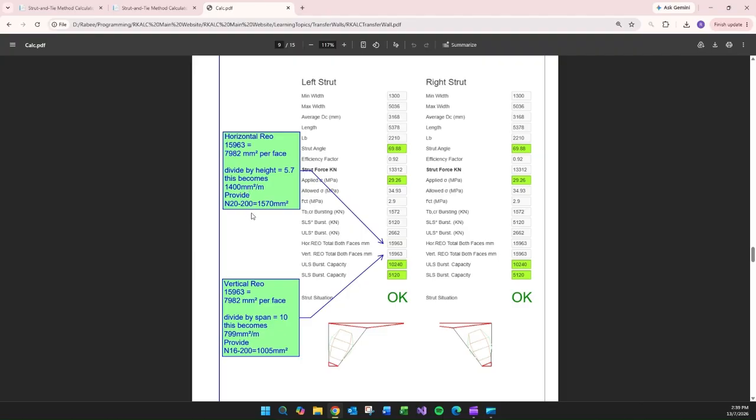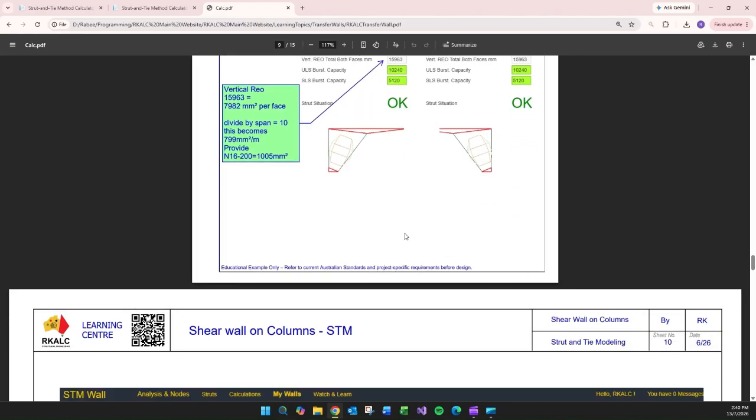So divided by, let's say, 314, the area of N20s, you will require N20 at 222, but we'll provide 200 there. And same approach there, but we are dividing by the span to get the vertical reinforcement coverage. So that will be fine. So that wall is all good.